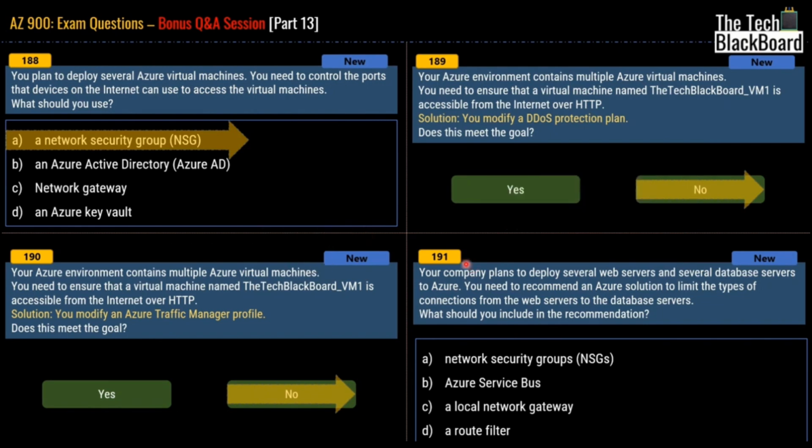Now let's read out question number 191. It says that your company plans to deploy several web servers and several database servers to Azure. You need to recommend an Azure solution to limit the types of connection from the web server to the database server. What should you include in the recommendation? Your options are Network Security Group, Azure Service Bus, a local network gateway, or a route filter. The correct answer for this question is Network Security Groups.